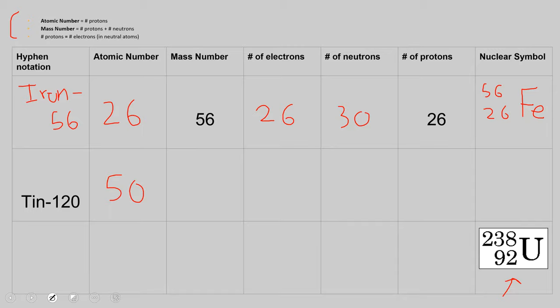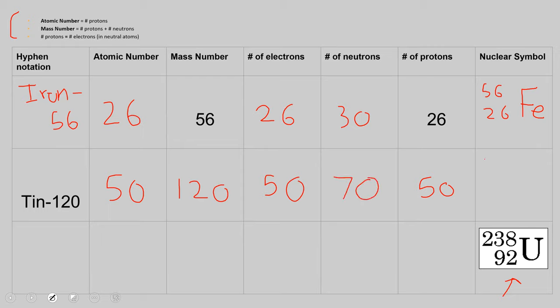We are also given the mass number in tin 120. It's 120. So I'm going to write that in there too. So if I have my atomic number and my mass number, I can fill in a couple of other things. My atomic number is the same as my proton, so I'm going to write 50 in this box. And then protons is always equal to electrons in a neutral atom, and this is neutral, so I'm going to put 50. And then number of neutrons, that's the mass number minus the number of protons. 120 minus 50 is 70.